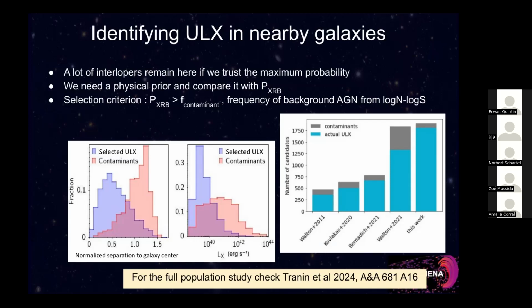So the frequency of background AGN can be compared with the probability of the source to be an X-ray binary, and we found that this is a reliable way to identify ULX and ULX populations. And so with that, you can actually do a population study. We published a paper recently about ULX and HLX in XMM-Newton, Chandra, and Swift catalogs.